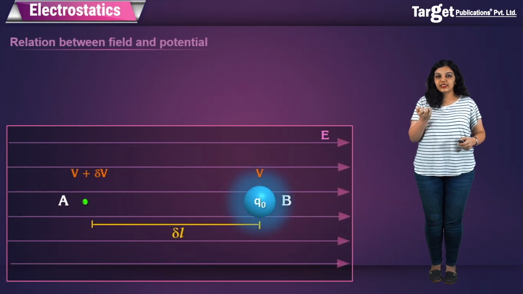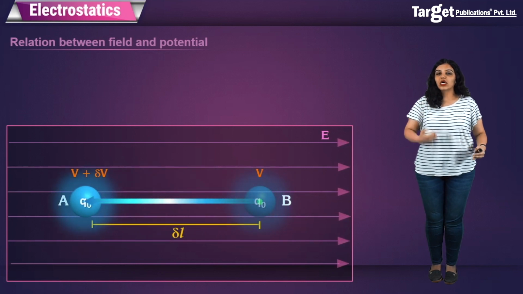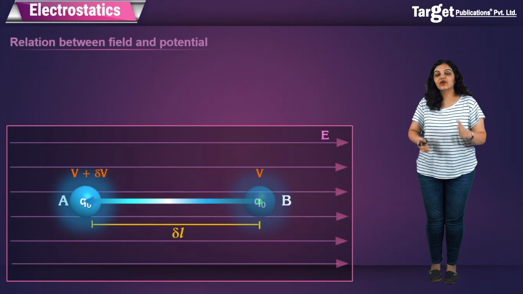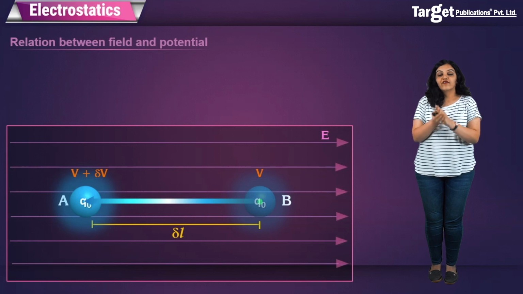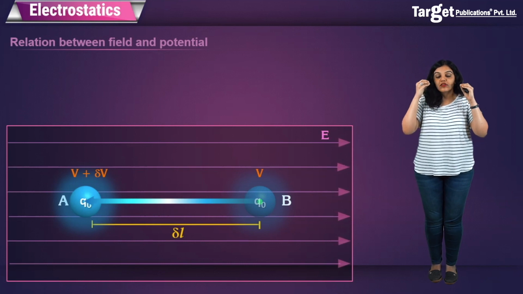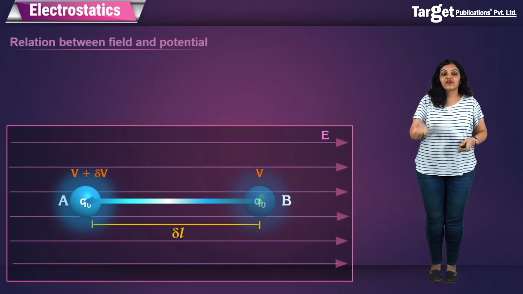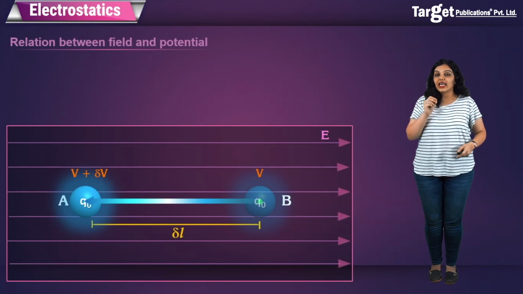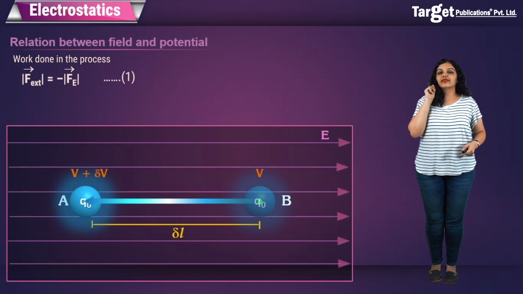Now when I take this unit test positive charge Q naught from B to A, what I'm essentially doing is work against the field, and I want to find out what is the work done to take a unit positive test charge from point B to point A opposite to the direction of the field. Now it's very simple that the work done by me in taking it from B to A will be opposite to the work done by the electric field in taking it from A to B. So instead of writing F external, I can write the force due to the electric field, but with a minus sign.